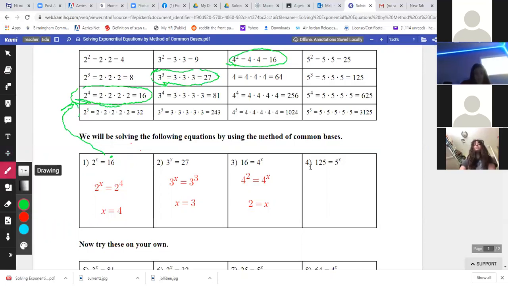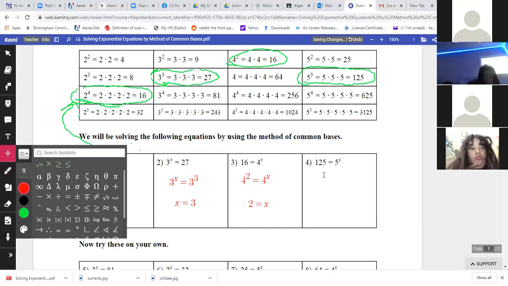And then this last problem here, 125 is equal to 5 to the x. I just look up at our table and I could see right here that 125 is 5 to the 3rd. So I'm just going to rewrite this equation so they have the same base. So this is going to be 5 to the 3rd is equal to 5 to the x. And then so 3 is equal to x.